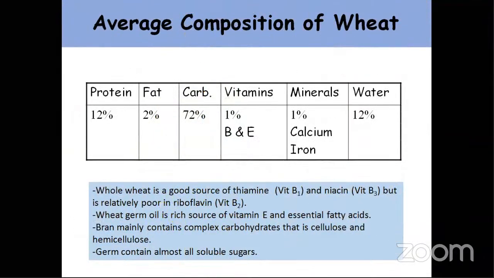So this is the average composition of wheat. Protein content is on average 12%, fat is around 2%, carbohydrate 72%, vitamin B and E 1%, minerals, calcium and iron, and water is around 12%. That means moisture content is 12%. So if we consume this whole wheat, it is a very good source of thiamine, that is vitamin B1, vitamin B2 and vitamin B3. And wheat germ oil is a very good source of vitamin E and essential fatty acids. Bran contains complex carbohydrates, that is cellulose and hemicellulose. And germ contains almost all soluble sugars.